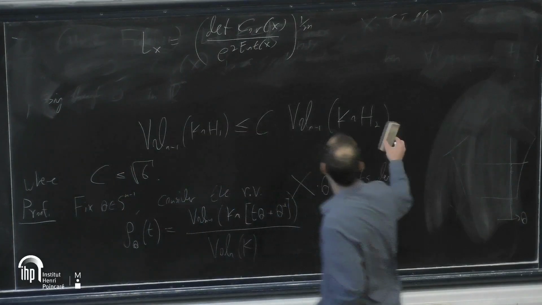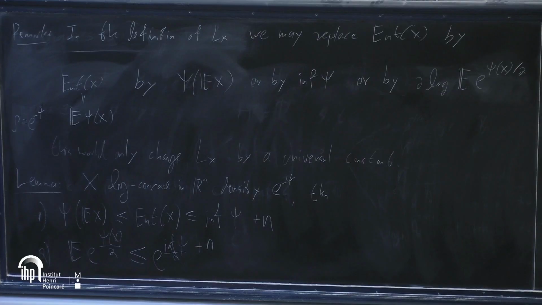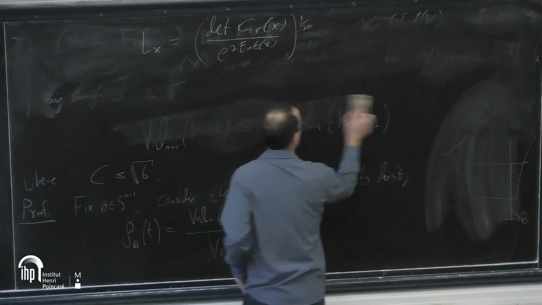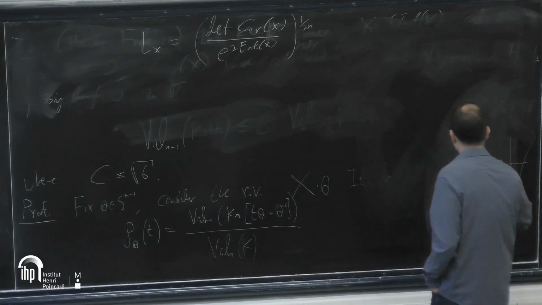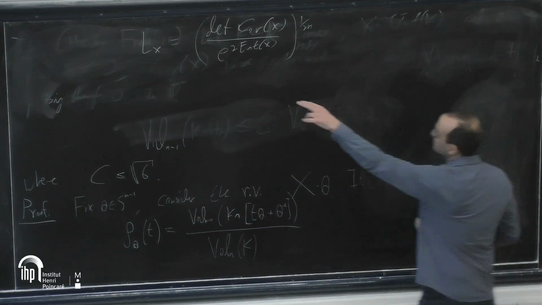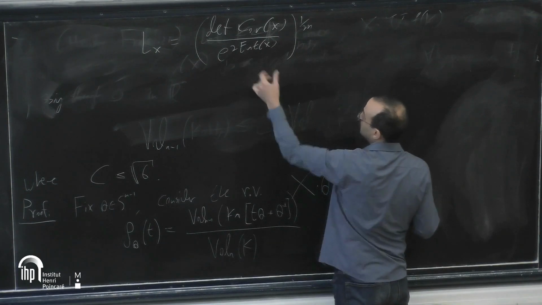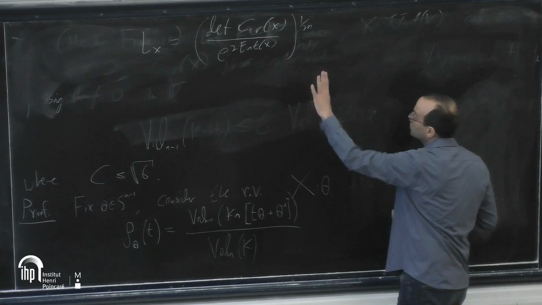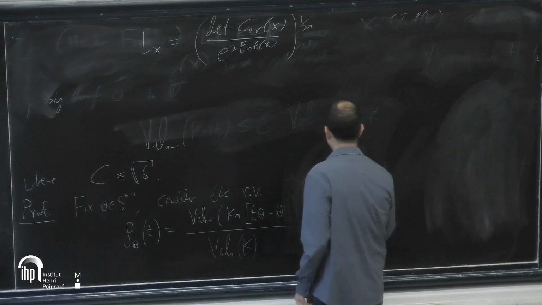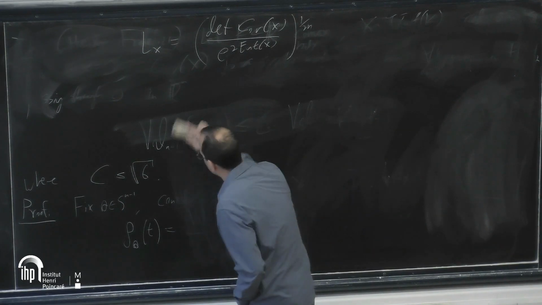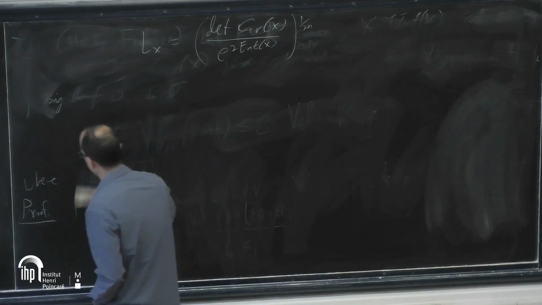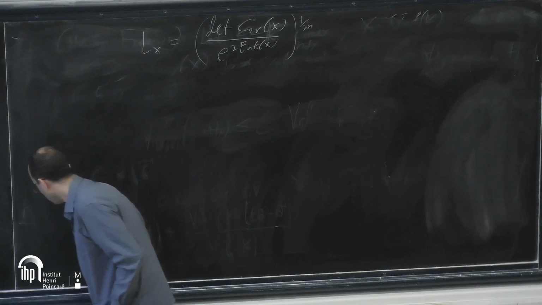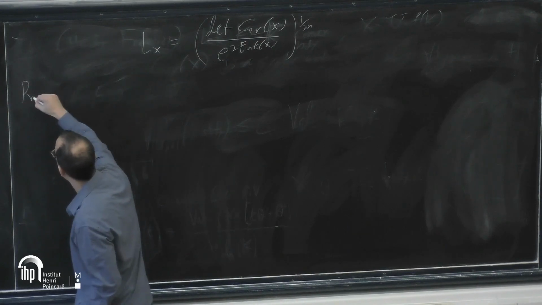So if psi was constant, everything was trivial. You can see that any quantity that differs from the entropy of x by O of n, you can put it here, and these quantities do differ by O of n, and you get the same isotropy constant up to some immaterial factor. Okay, so let's prove this lemma. It's a short one.